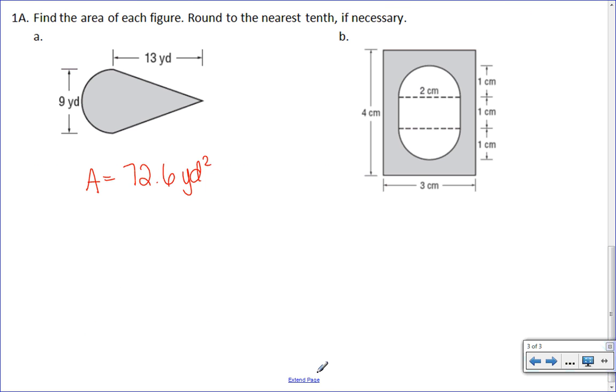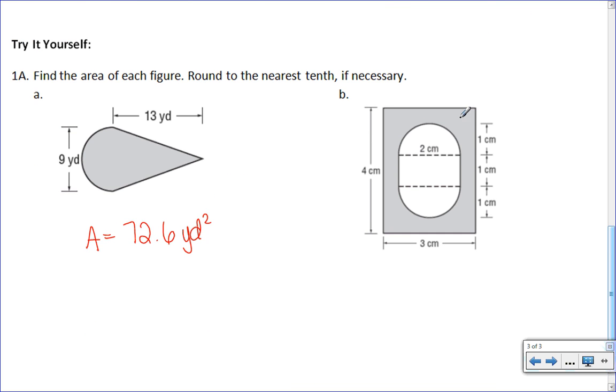For the second one, you should have split this into a rectangle, and then you're going to subtract a small rectangle, and then these two half circles together make a full circle. So if you wanted to, you could have actually combined those and thought of it as just subtracting one small circle. For this one, the total area should have come out to 6.9 square centimeters.